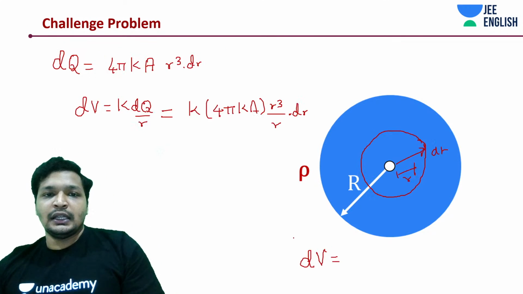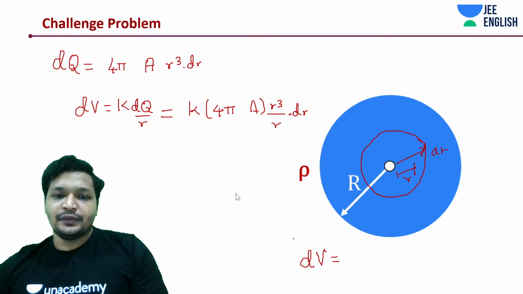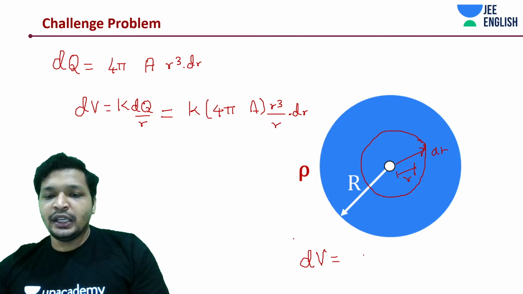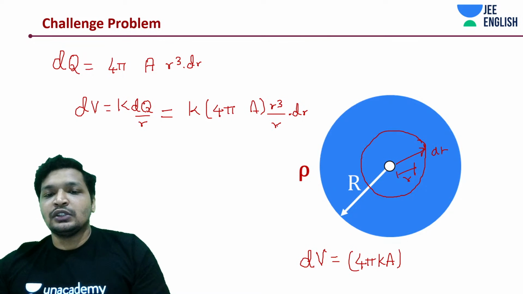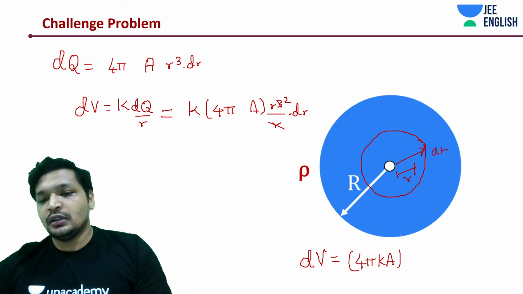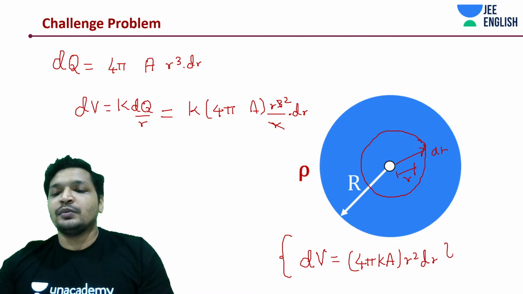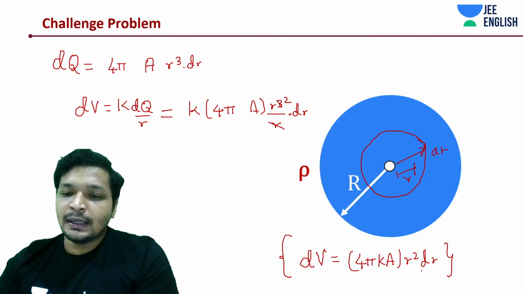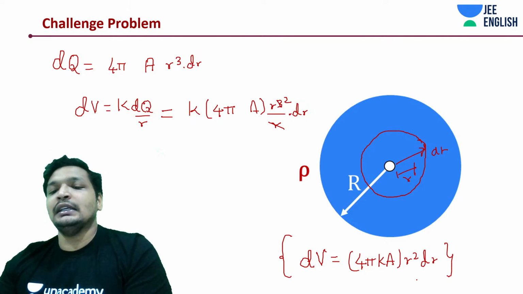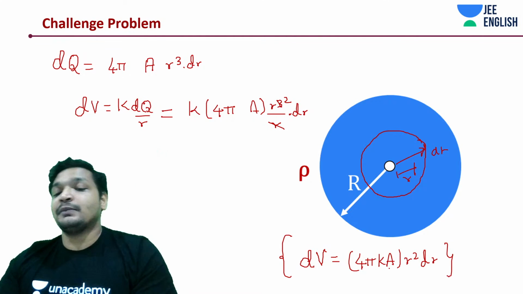Just a moment, guys. I think I wrote something wrong over here. Again, there will be a k. So this should be 4 pi k into a, and this will become r square dr. From here, you already know what should be the answer. You should be integrating from 0 to r. On the denominator, you should have something like 3 or something. Put down the value of a, 1 by 4 pi epsilon naught.